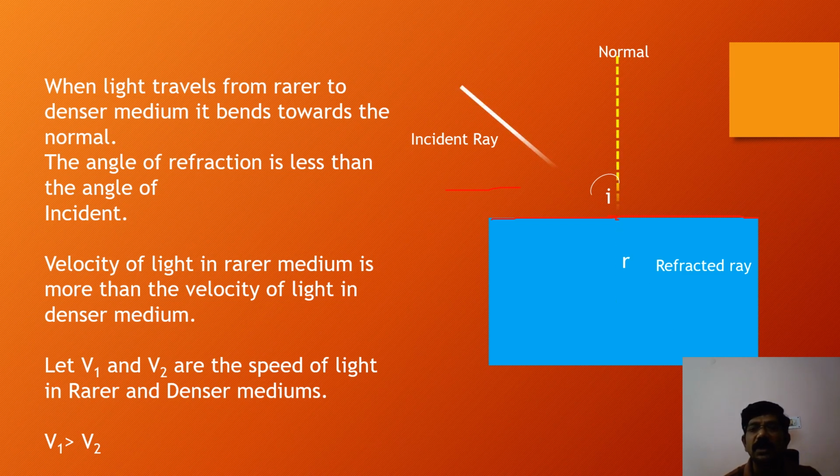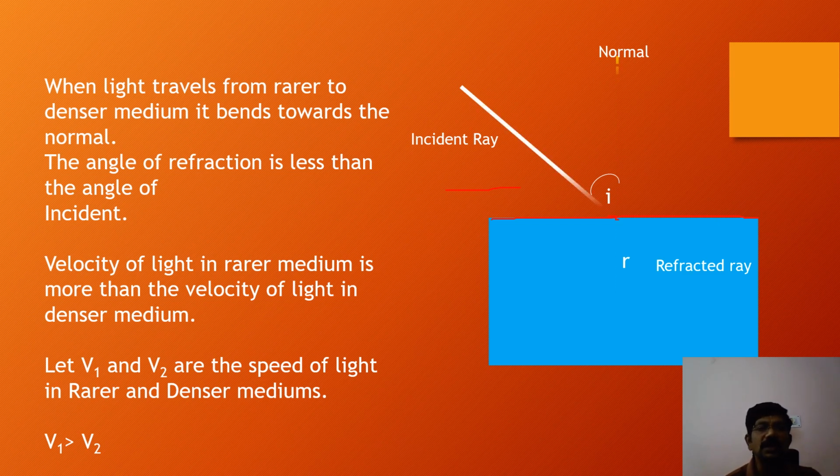Why is the light bending here? Because there is a surface of separation of two media, known as the interface. Above this there is air, and below this there is the denser medium. So light is traveling from rarer to denser medium. When light travels from rarer to denser medium, it bends towards the normal. If you observe carefully, the angle of refraction is less than the angle of incidence.